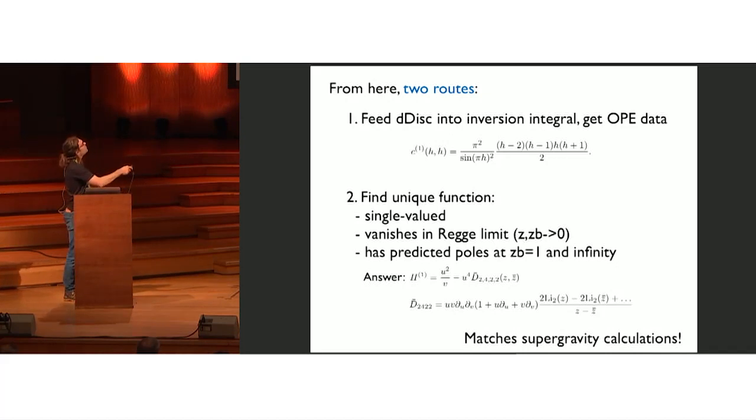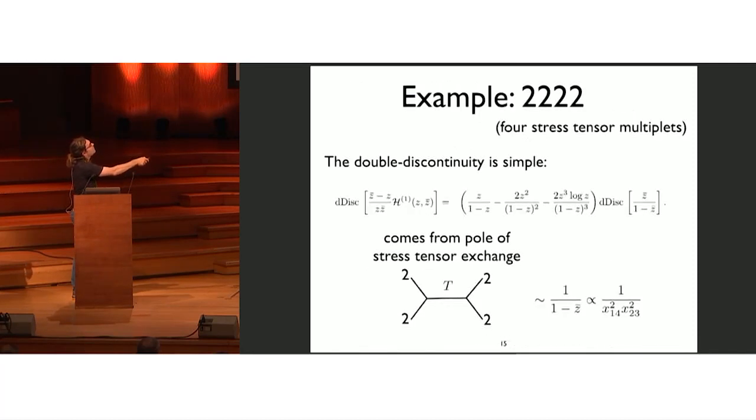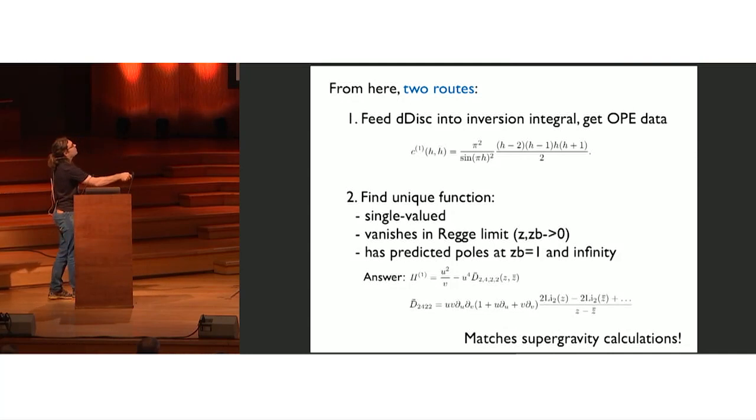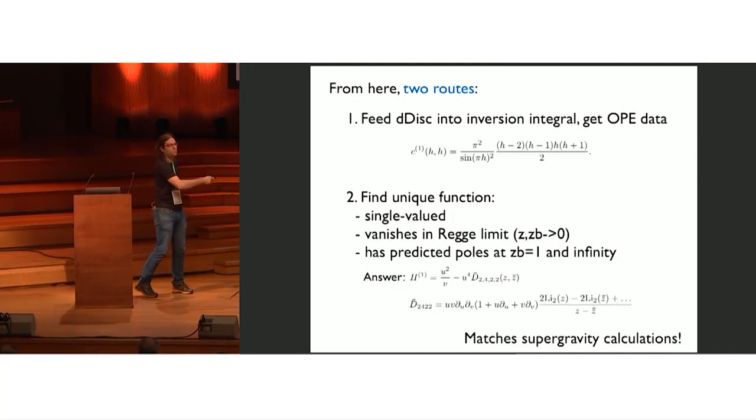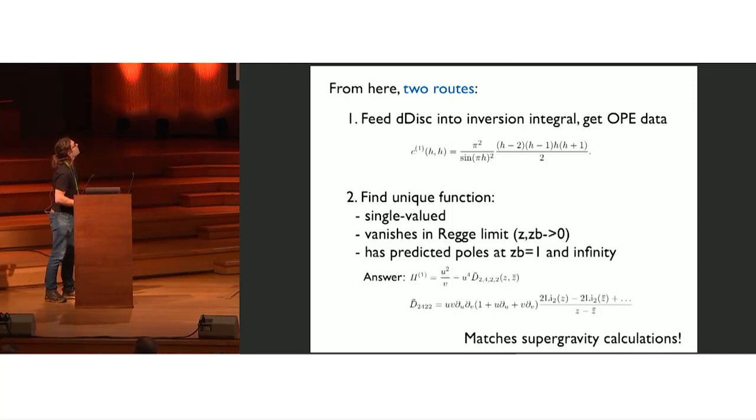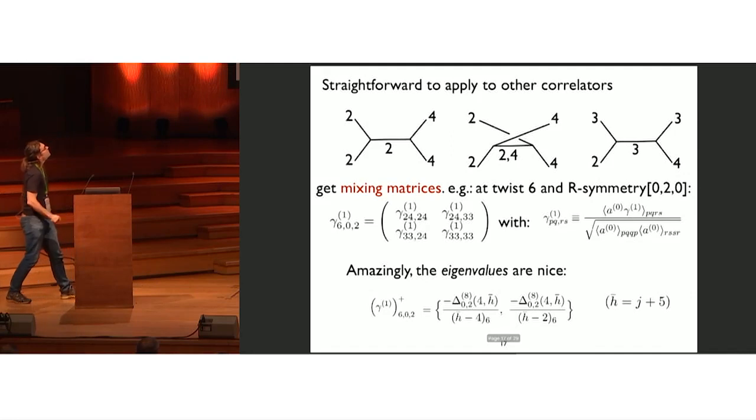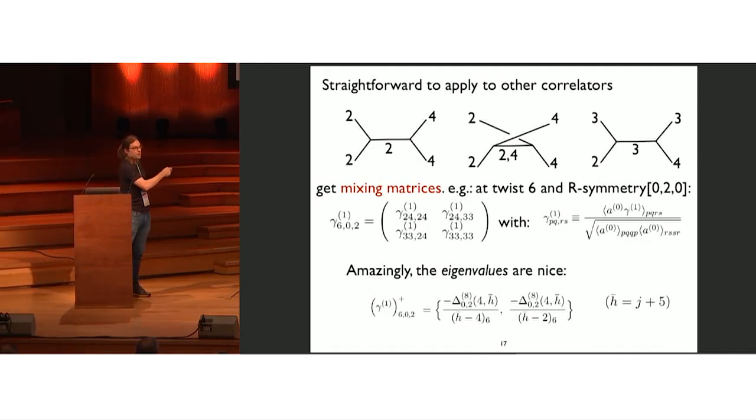Something else you can do is try to reconstruct the function of cross ratios of coordinates. It's the unique function with the following properties. Basically, its double discontinuity has to be this, and that way you can uniquely reconstruct the known supergravity result from 20 years ago. Okay. So with this machinery, we started looking at correlators of KK modes.